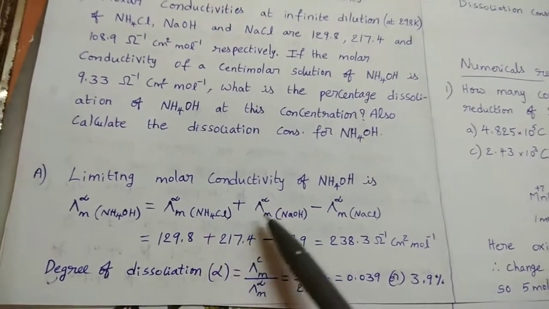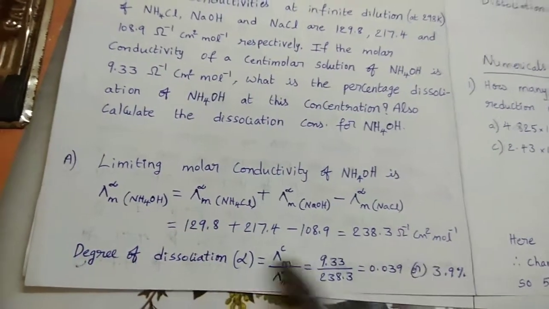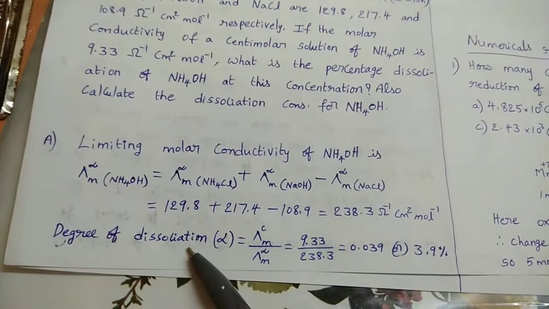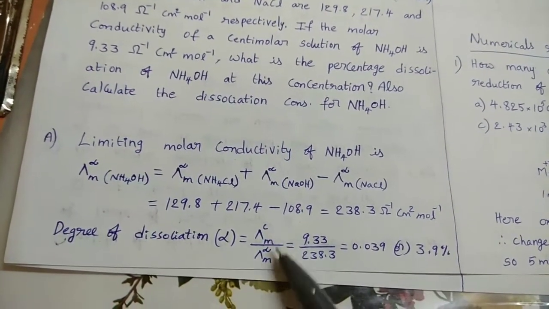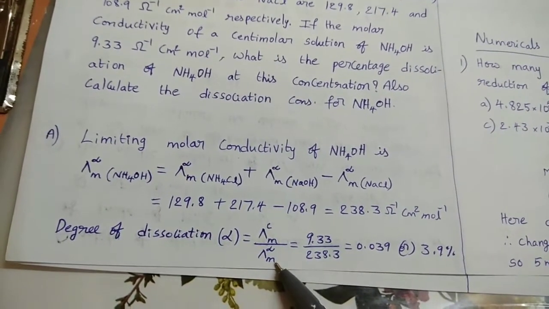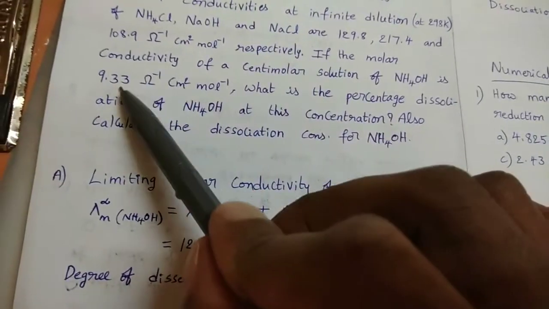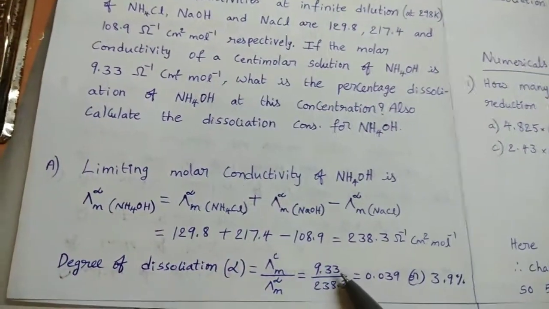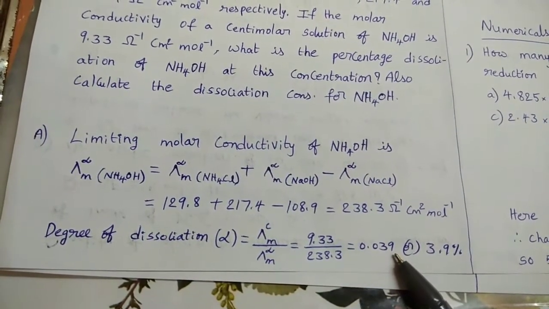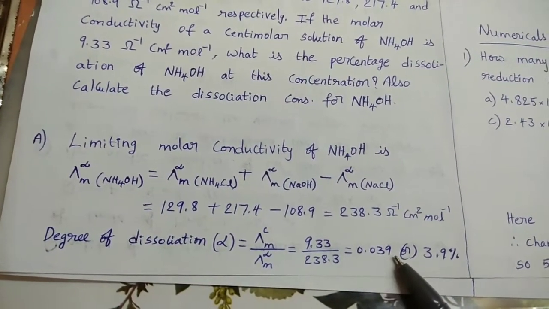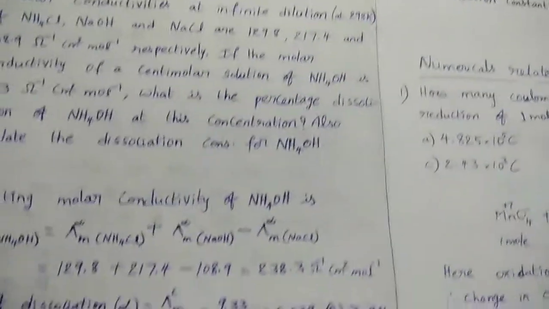By the limiting molar conductivity of these values, we can get limiting molar conductivity of NH4OH, and the degree of dissociation formula: alpha equal to molar conductivity at given concentration divided by limiting molar conductivity at infinite dilution. So this value is given in the question, 9.33. Substitute that value here, and then this value, if we substitute here, then we can get degree of dissociation 0.039 or 3.9%. Now come to the next one.